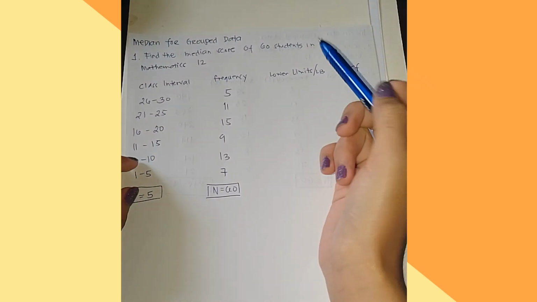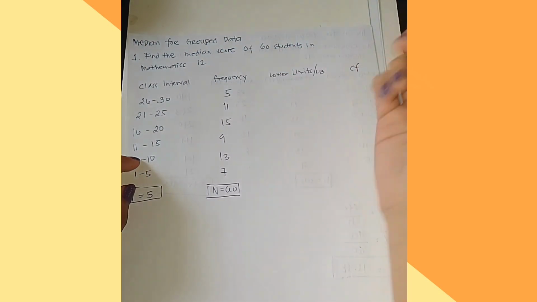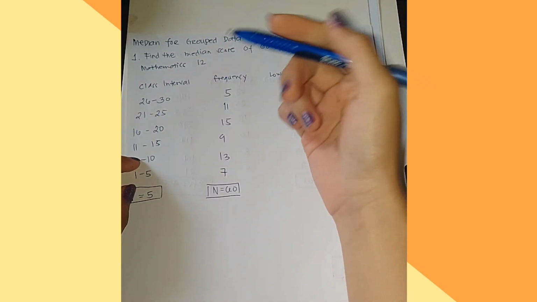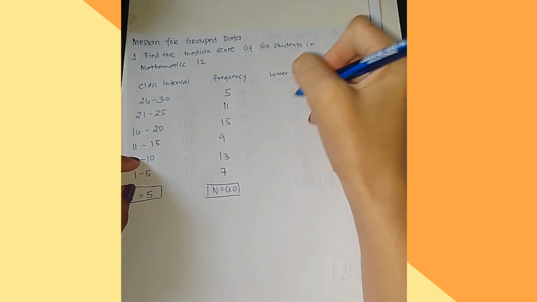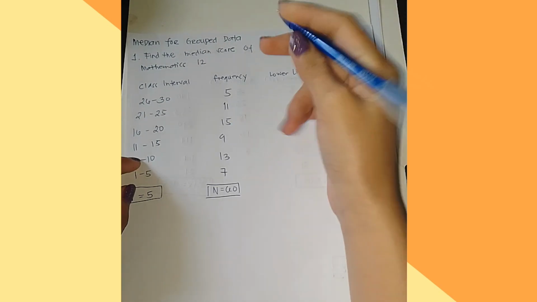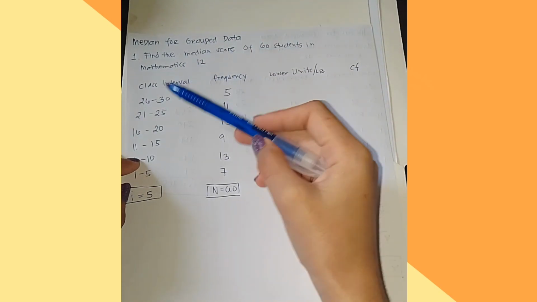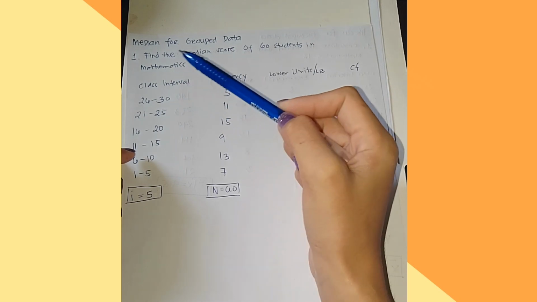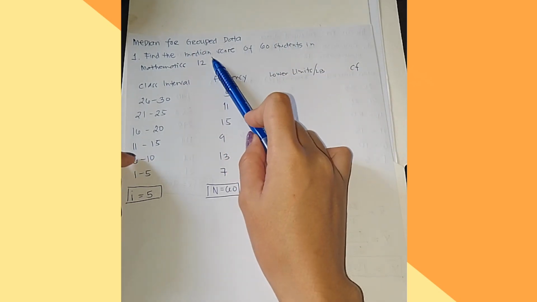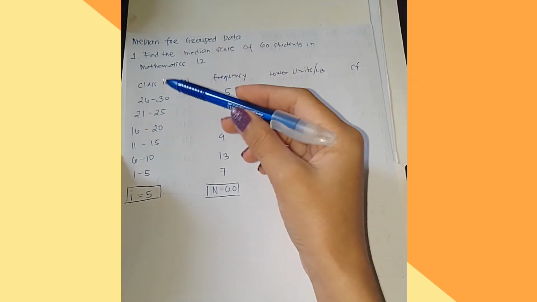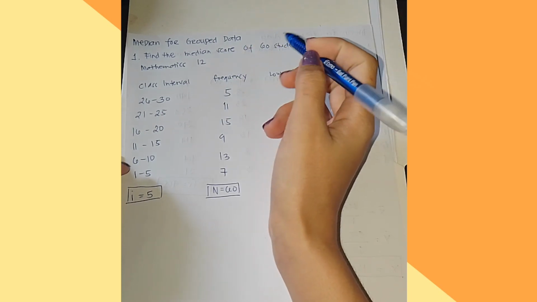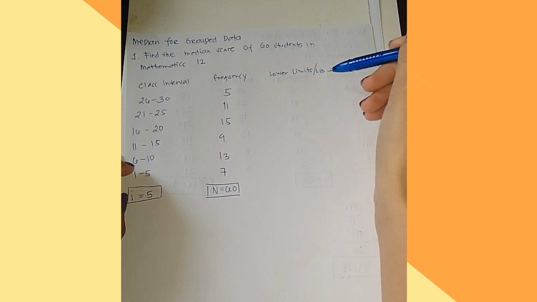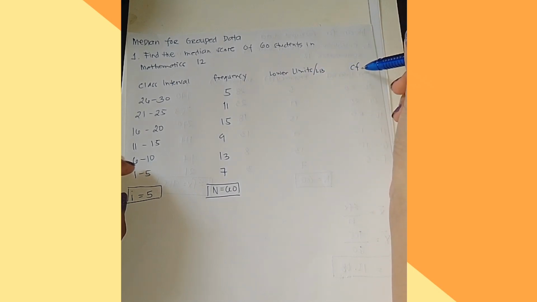So now we proceed to finding the median for grouped data. Our formula here is MD equal to LL plus N over 2 minus CF, all over F, times I. We have the same problem, but this time we need to find the median score. So again, given the class interval and the frequency, this time we need to find the lower limits or lower boundary and the CF or the cumulative frequency.